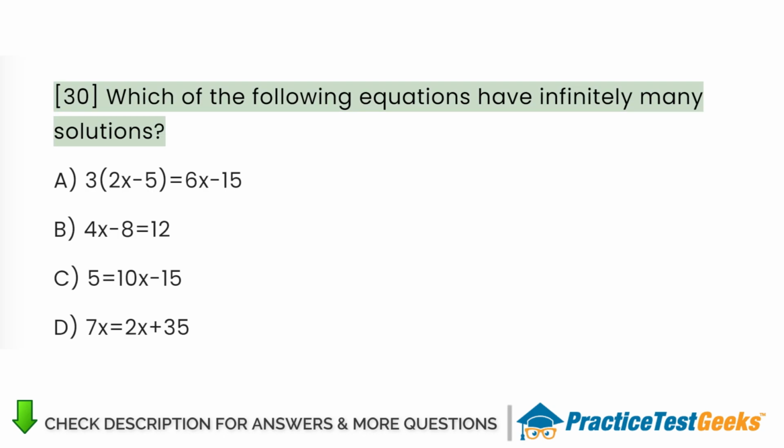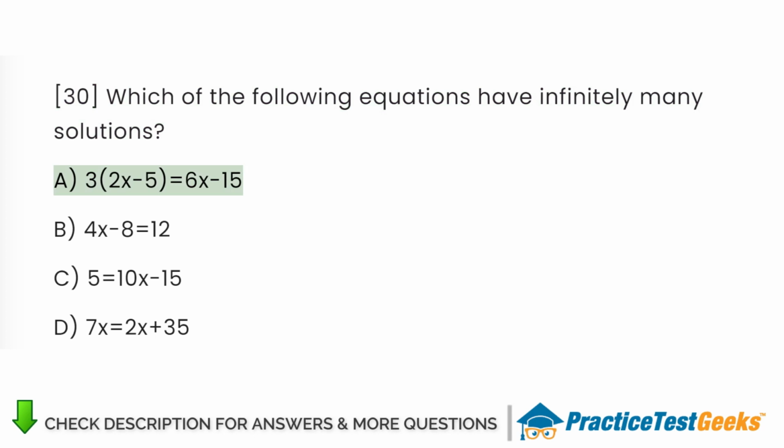Which of the following equations have infinitely many solutions? A. 3(2x+5) equals 6x+15. B. 4 times minus 8 is equal to 12. C. 5 equals 10x+15. D. 7x equals 2x plus 35.